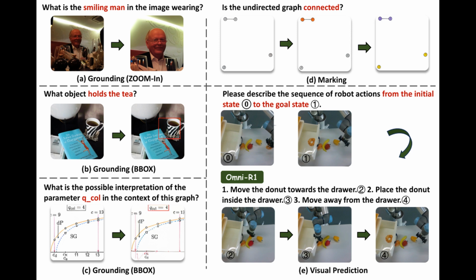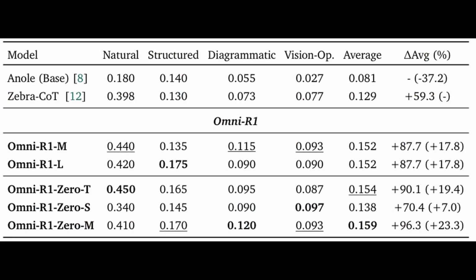The most impressive might be example E, where it's doing visual prediction, showing a sequence of robot actions to move a donut into a drawer. This is really demonstrating how one unified approach can handle all these different reasoning skills. And the results seem promising.